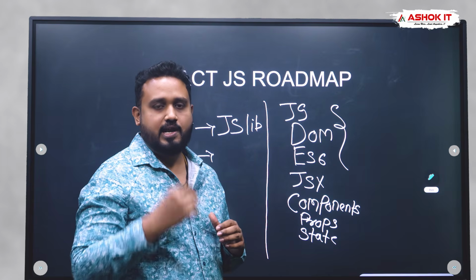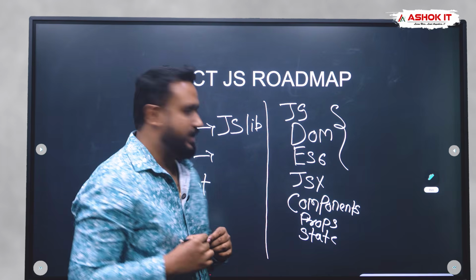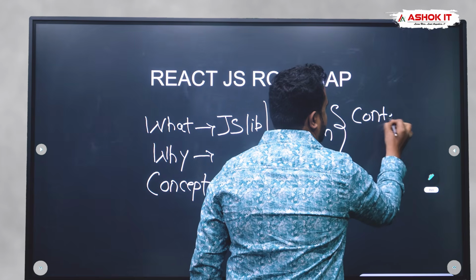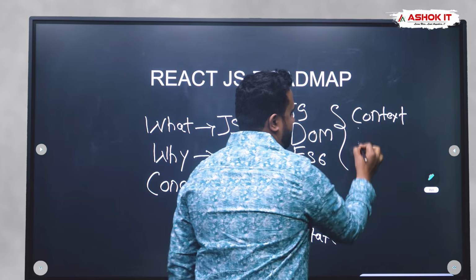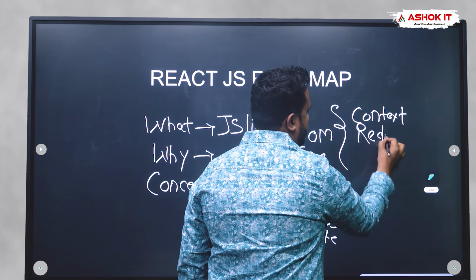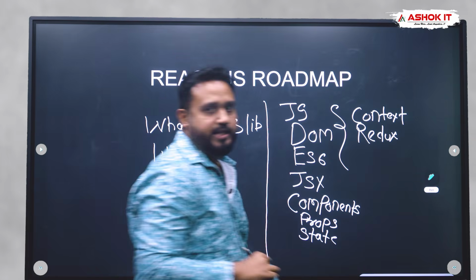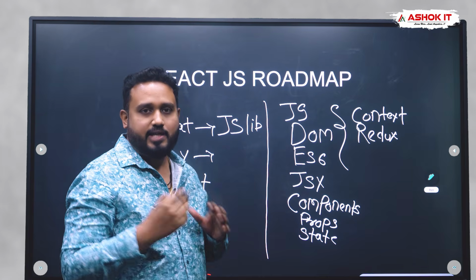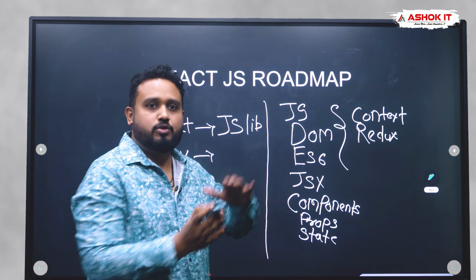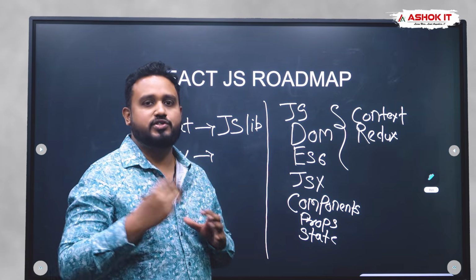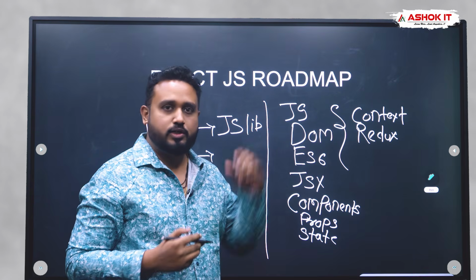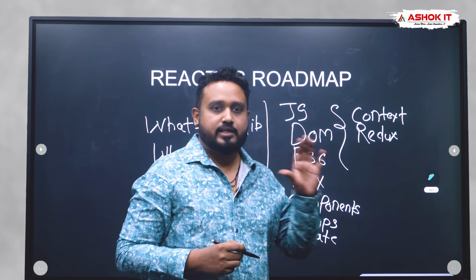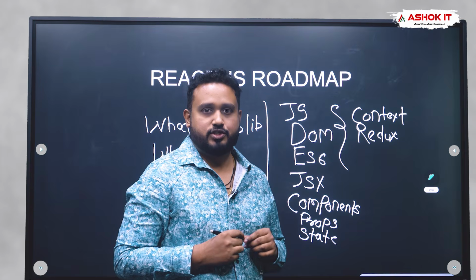Now you have to focus on advanced concepts of ReactJS like context API and Redux. Using context API and Redux, you will understand how you can pass data from one component to another component, how you can share the data between components. Basically, it is all about managing the data or state of your application.